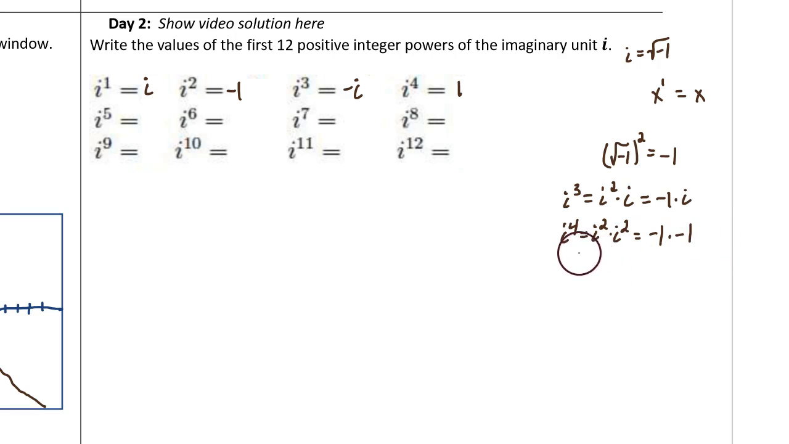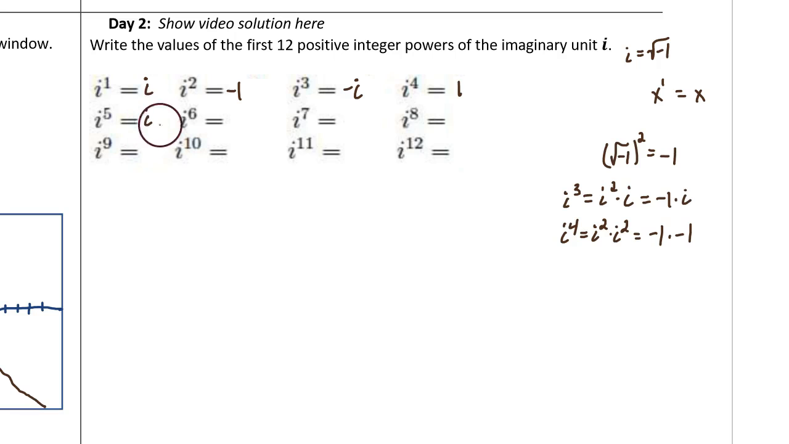Now, we could continue working out all the answers over here in the margin, like we're doing here, by rewriting our powers in terms of I squareds and I's. But we don't want to take the time to do that. Instead, let's recognize there's a pattern. I, -1, -I, 1. Now things are going to start to repeat.